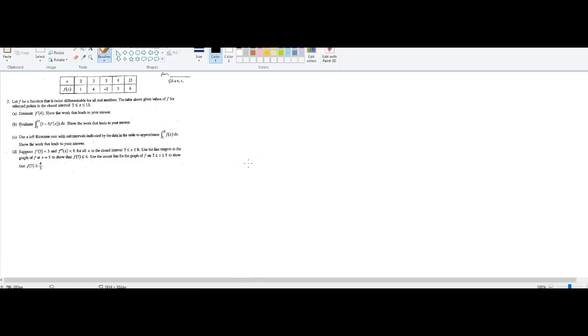All right, so here we are. We've got a table. We don't have any idea what the table's about, but they say f is some sort of function that is twice differentiable for all real numbers. The table above for f has selected points in reference between 2 and 13. A, estimate f prime of 4. Show the work that leads to your answer.